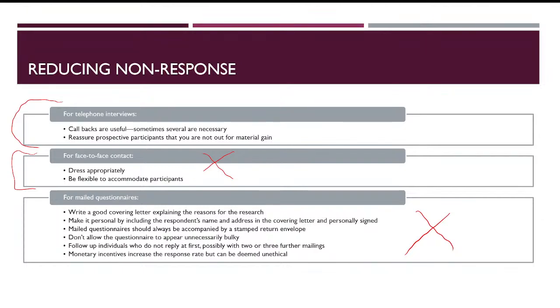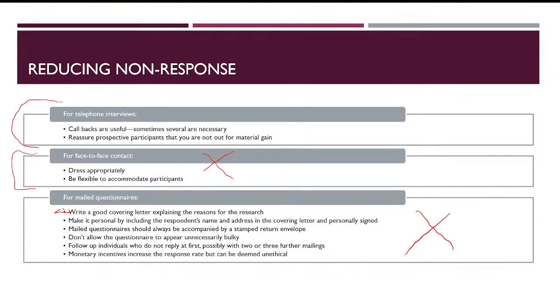All of these things are from a different era of research, and they're still included in the textbook because there are certain things that aren't 100% up to date, but they're still there. So good cover letters, always good. Make it personal by including their name and address, and it should be personally signed. Obviously, that very rarely happens, but you might print your signature on the paper. A mailed questionnaire should have a stamped return envelope. Again, this is a reason that people don't do this anymore. Sending out hundreds of stamped envelopes is really expensive now.